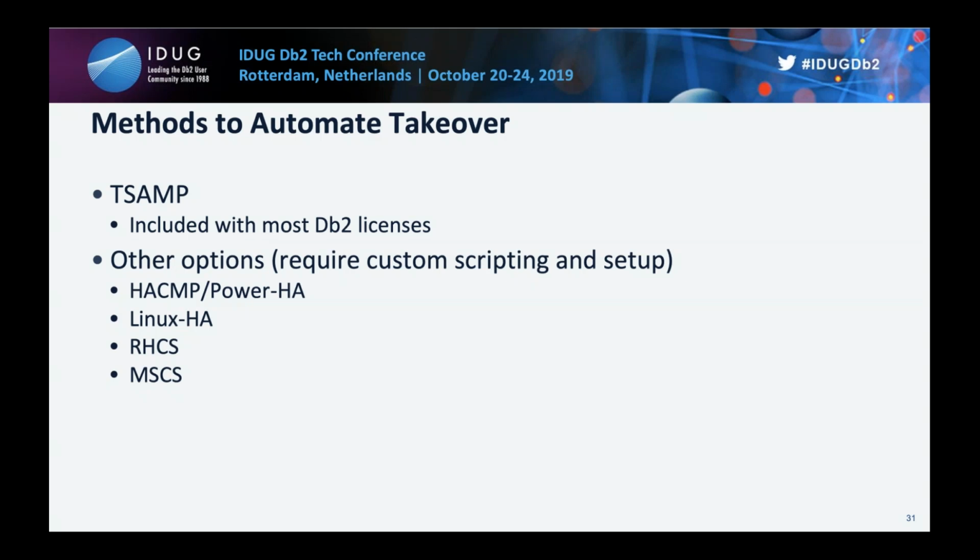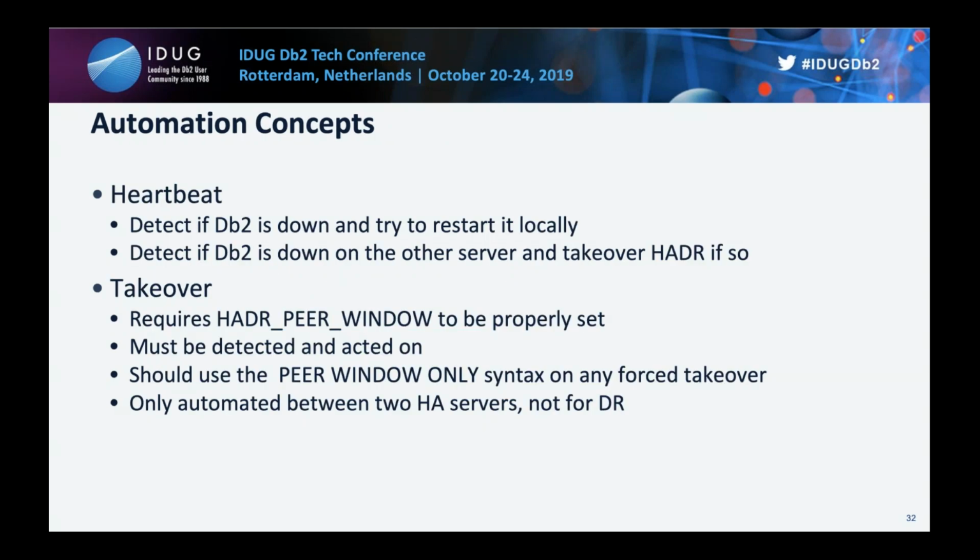Ones I've been considering lately, maybe in AWS, using a Lambda function. That might be an interesting way to go about handling this as well. So some of the concepts to be aware of: there's a heartbeat that will detect if Db2 is down and either try to restart it locally or take over HADR if Db2 seems to be down on the other server.